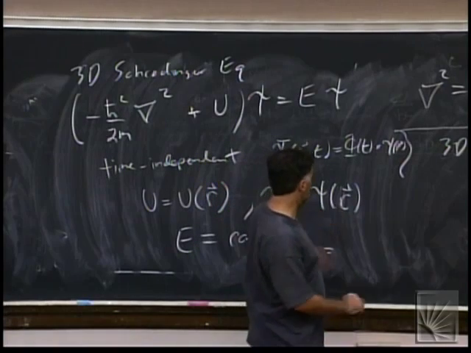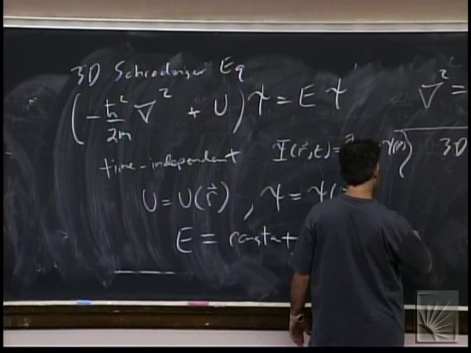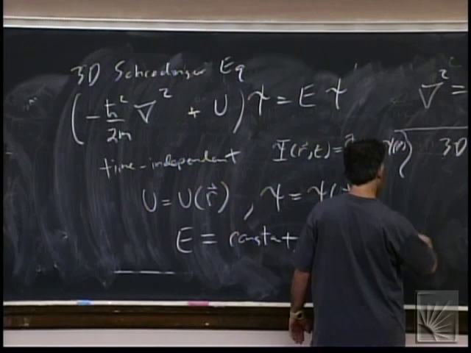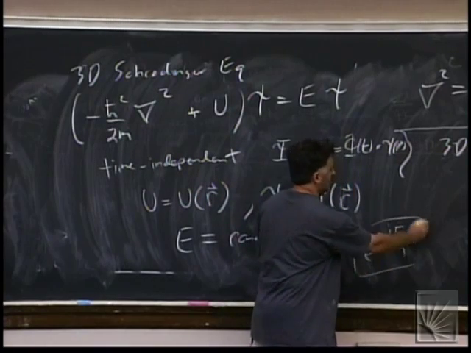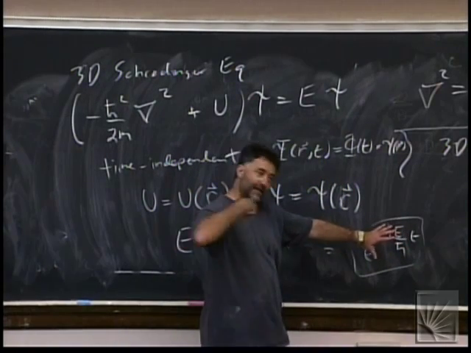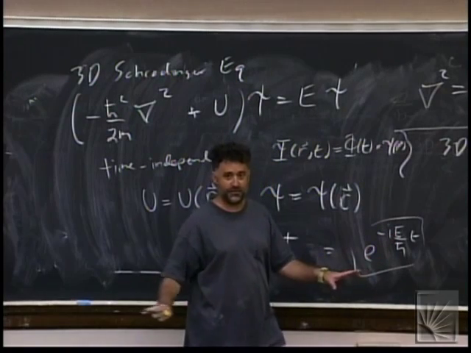Where you have an e to the minus i E over h bar t, you multiply to get the time dependent wave function from the time independent one. You just multiply by the phase factor. All that goes through the same.